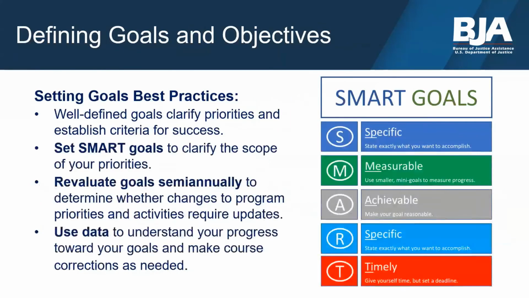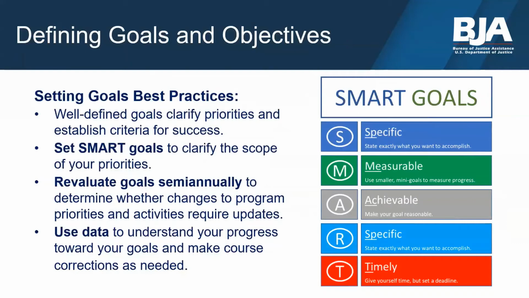We want to ensure you are set up for success and will therefore offer a few tips and lessons learned. Establishing solid goals and objectives from the onset has mitigated some of the most common challenges we have seen grantees experience. It is important to write well-defined goals and objectives to clarify your priorities and highlight criteria for success from the very beginning of the grant award.